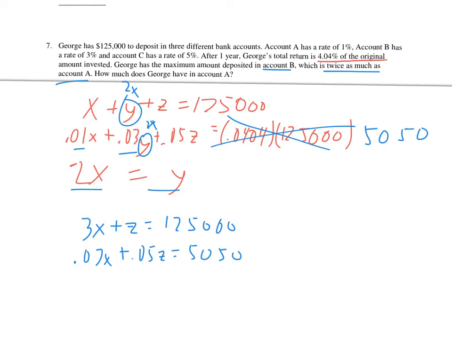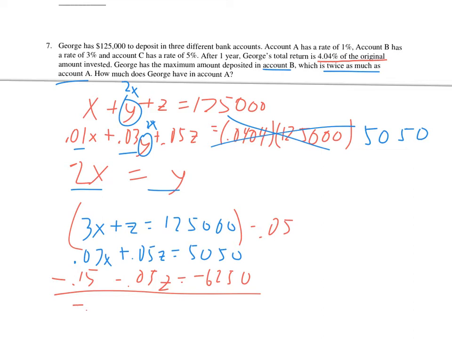Okay, next up, I would eliminate z because it doesn't have a coefficient here, so I can multiply by negative 0.05, and that'll give me the negative 0.05z that I want, but I do have to do it to everything else as well, so I'll do that on the calculator. This one's negative 6250, and this one will be negative 0.15. So this turns into negative 0.08x plus 1550 equals negative 1200. And so I will divide that by negative 0.08, and I get x equals 15,000.